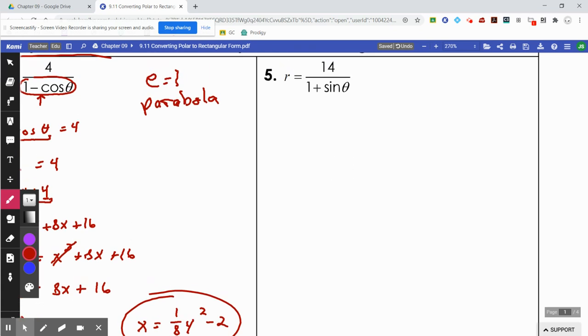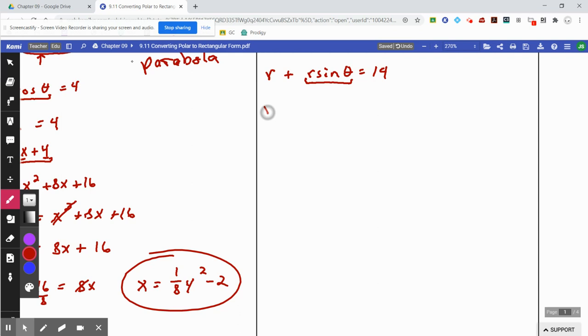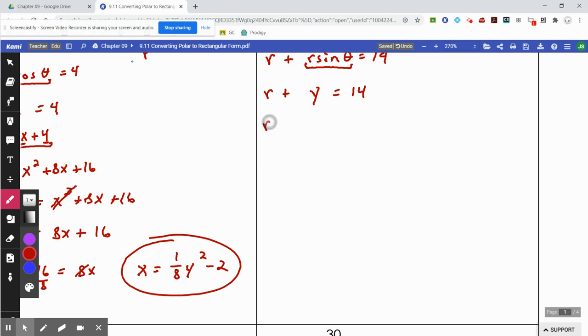Let's go ahead and distribute that 1 plus sine theta, and I now have r plus r sine theta is equal to 14, and we follow pretty much the same steps, except for r sine theta is equal to y. So I now have r plus y is equal to 14. Let's move our y over, and I have r equals, I'm going to write that as 14 minus y.